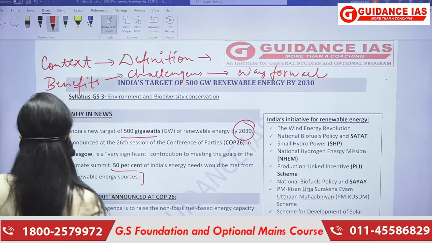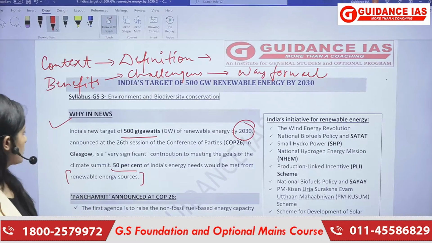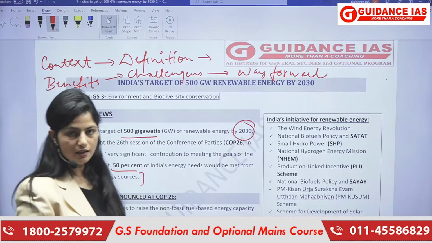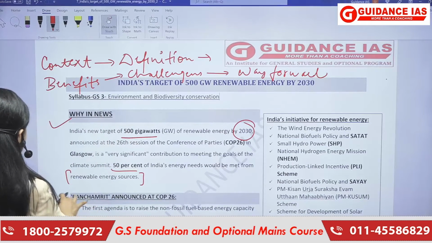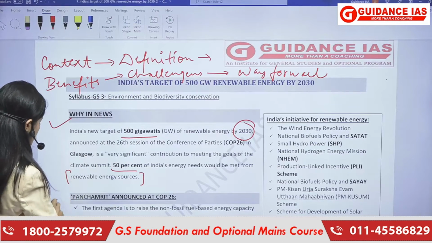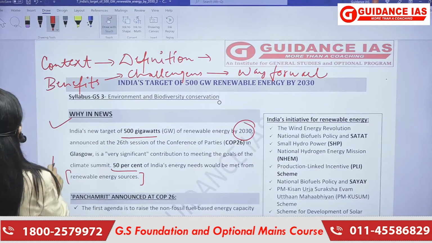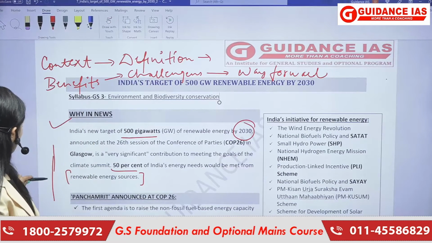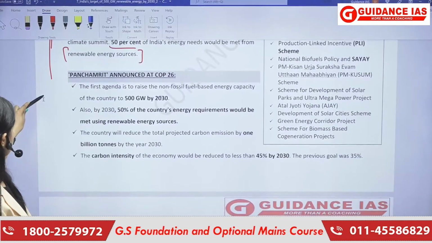Now, coming back to today's lecture, which is the 500 gigawatts energy target we promised to achieve at COP26. All right, I'll just quickly tell you the 5 promises which India made at COP26. So, yeah, here it is.